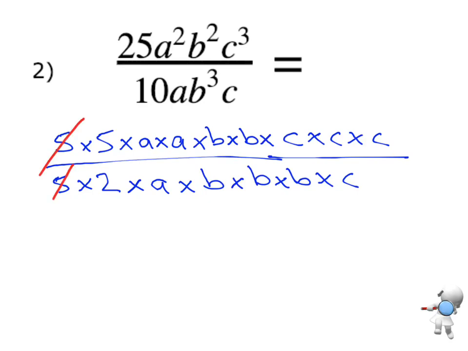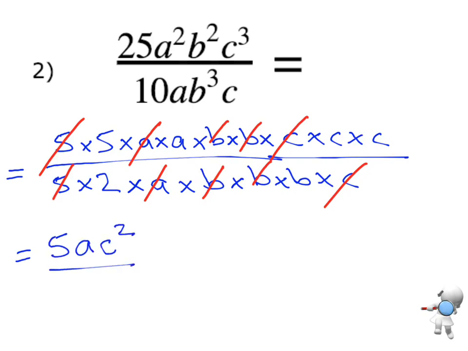Now let's cancel. 5 on the top and bottom, A on the top and bottom, B on the top and bottom, another B on the top and bottom, C on the top and bottom. Now let's look at what's left over. So on the top I've got a 5, an A and C squared. On the bottom I've got 2B.